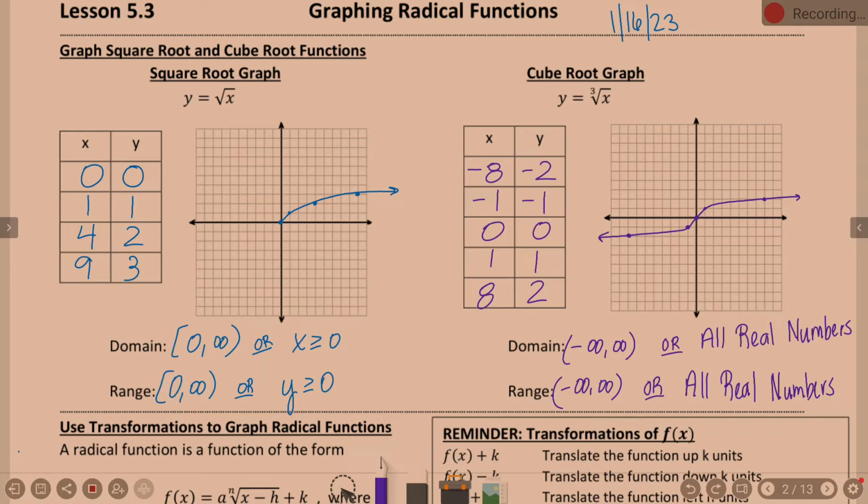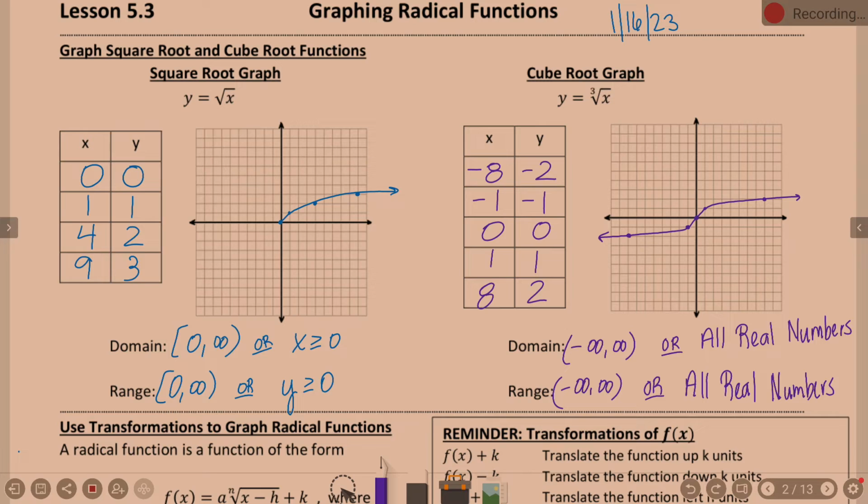Here's a nice thing. All cube root graphs will always have the same domain and range. It doesn't matter where I move this graph, how I flip this graph. It's always going to go infinitely left, infinitely right, infinitely up, infinitely down. So your domain and range for cube root graphs will always be the same.